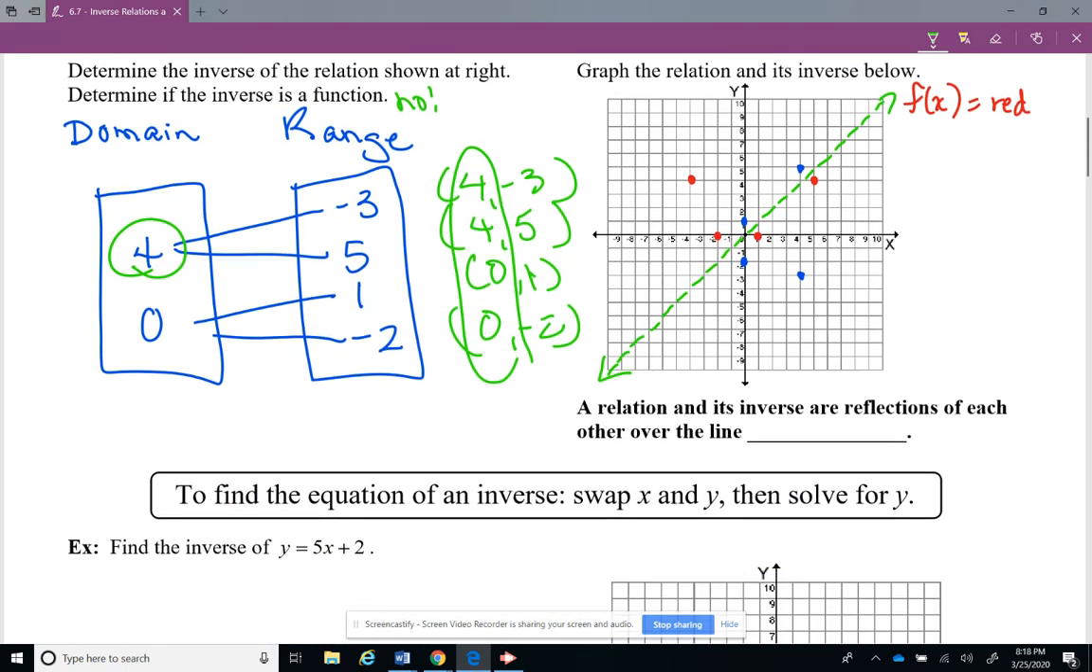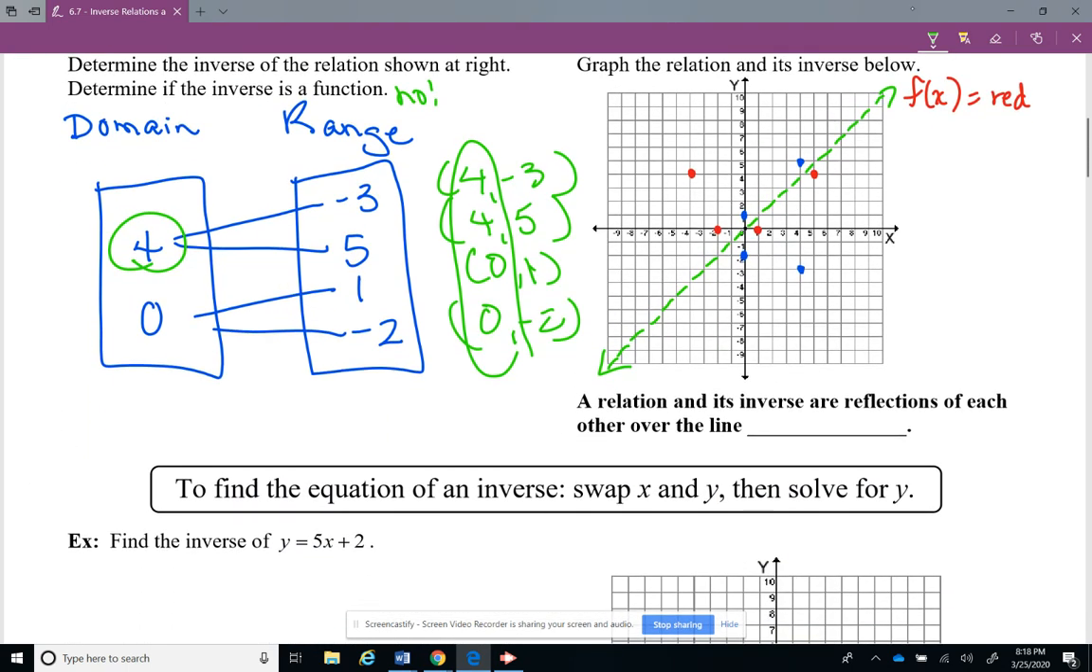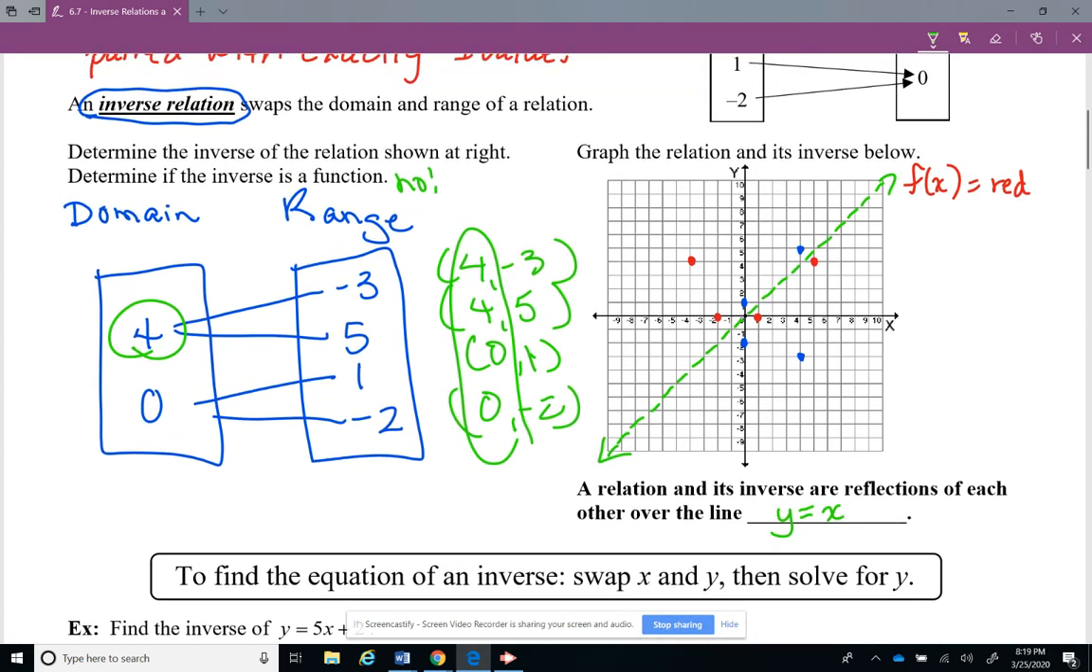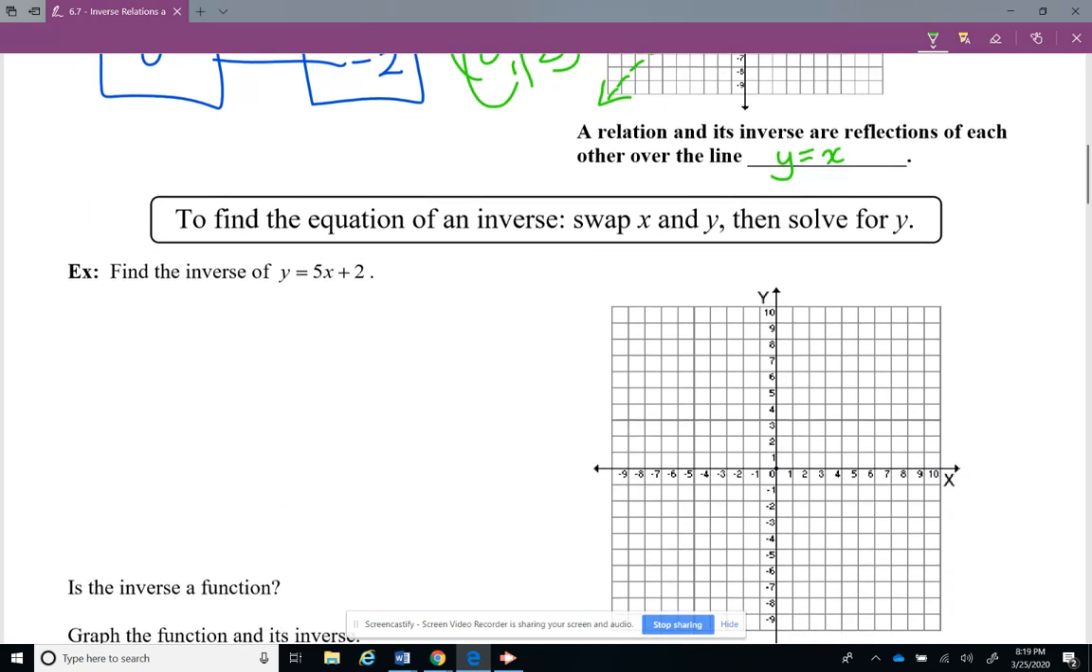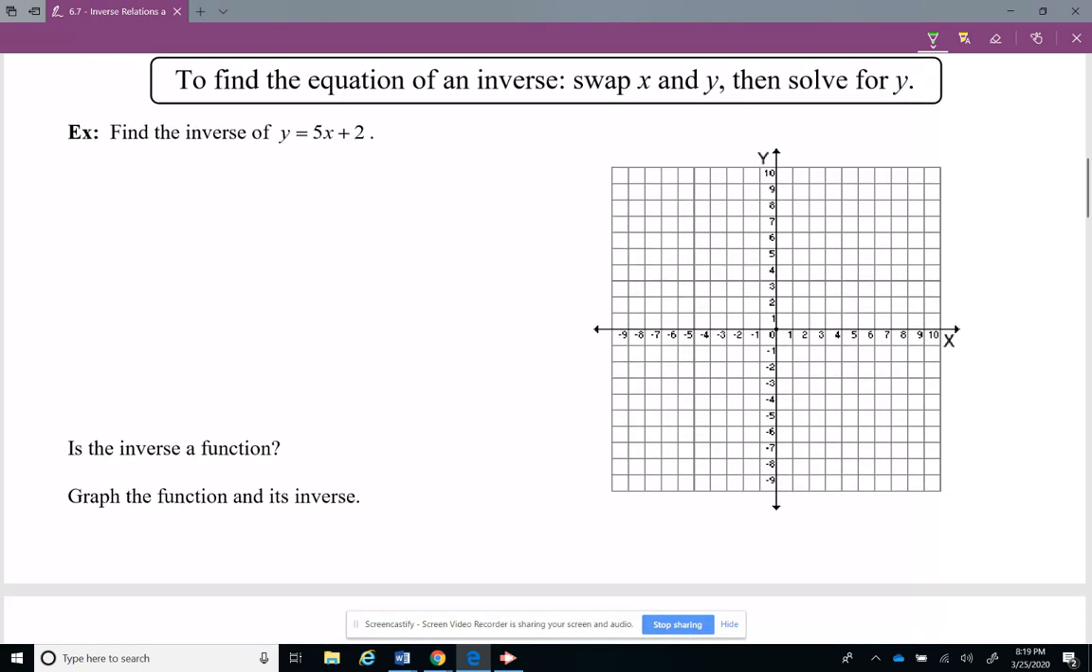All right, look right below the graph where it says a relation and its inverse are reflections of each other over the line y equals x. All right, so that's the introduction to a relation and inverse relations. Let's go down here and see what we would do if they gave us, instead of a mapping diagram or a list of ordered pairs, a table. What if they gave it to us like this?